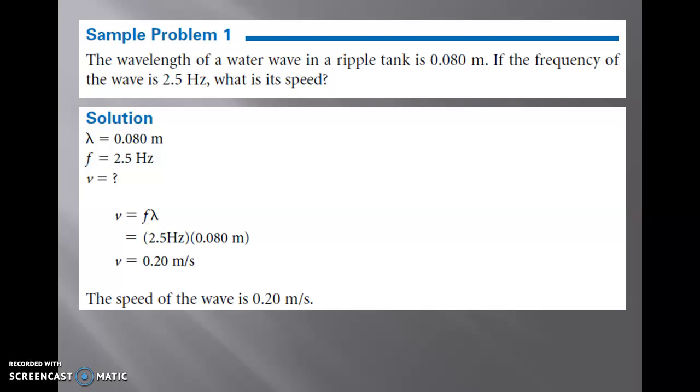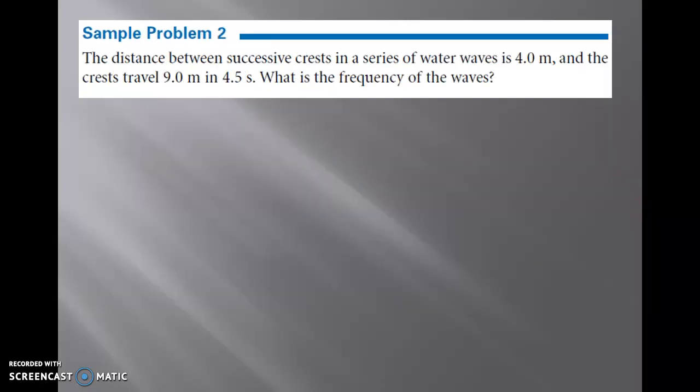Okay, let us look at another example. The distance between successive crests in a series of water waves is 4.0 meters, and the crests travel 9.0 meters in 4.5 seconds. What is the frequency of the waves?